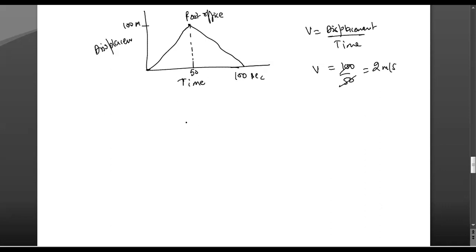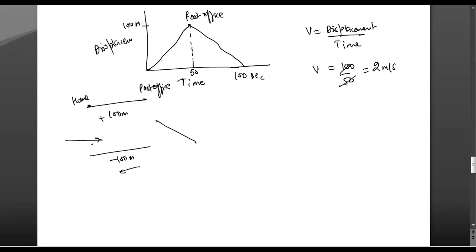Why are we considering the displacement as negative? Because she is returning from the post office to home. Suppose this is her home, and here it is 100 meter, and this is the post office. If she is moving from A to B, then we have 100 meter, considered positive displacement. But when she is returning back, since displacement is a vector quantity, it will be negative 100 meter. If we consider this side as positive, then the other side will be negative. So if the first velocity is 2 meter per second, then the other will be minus 2 meter per second.